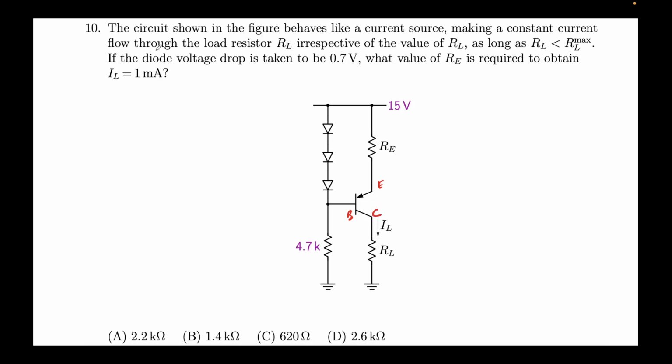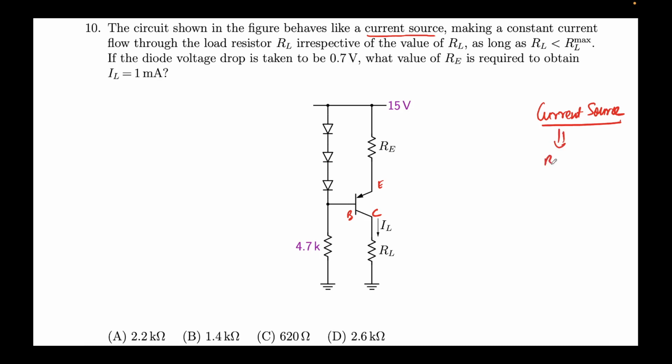So let's read the problem. The circuit shown in figure behaves like a current source. What's a current source? A current source makes a constant current through a load resistor RL. This means it will always provide this load resistor RL a constant current. That's what we mean by a current source. What's a voltage source? A voltage source will provide a constant voltage to a specific load. That's a voltage source, but here it's a current source.